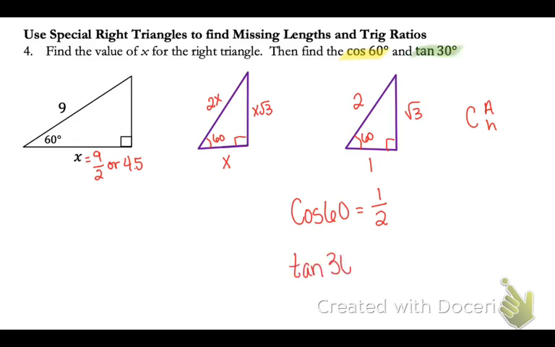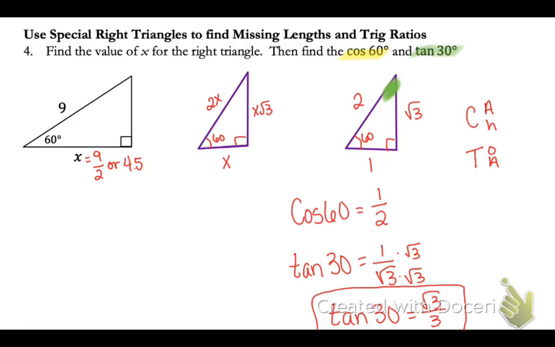On the next one, they're asking for tangent of 30. So they've switched angles. Okay, and we're going to do opposite over adjacent. Okay, so when we do that and we plug the numbers in, we end up with 1 over square root of 3. Again, that's not rational, so to simplify, we have to rationalize the denominator by multiplying the top and bottom by square root of 3, and we end up with tangent of 30 equals the square root of 3 over 3.